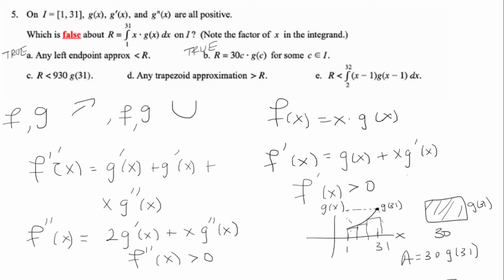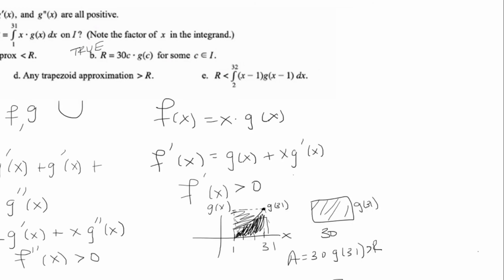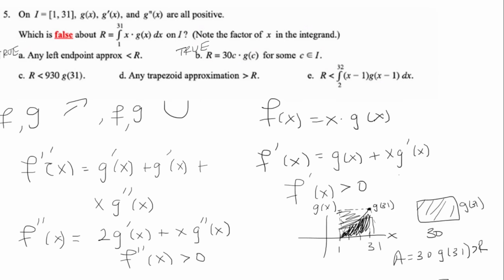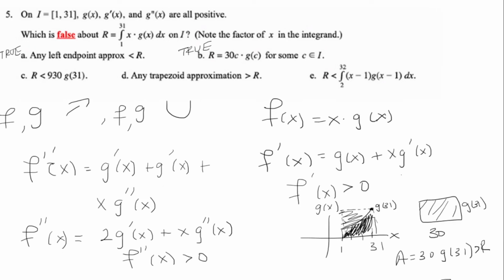R being the actual area. So r is actually this thing. Because 30 times g of 31 also includes this area. So clearly it's greater. And we know that this is greater than r. So if I do 30 times 31, that's 930. Well, 930 times g of 31 will also be greater than r. Okay, so keep that in mind. If we go back to C, that's what it says. 930 times g of 31 is greater than r. So this is also true.